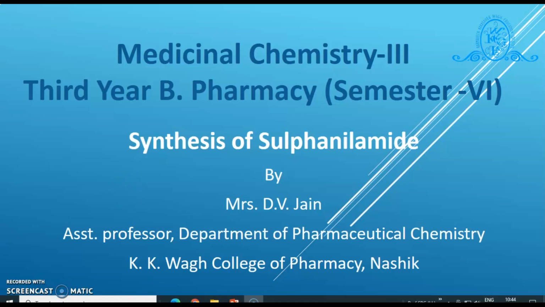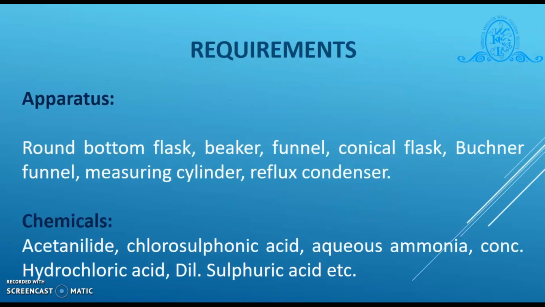Students, before we start the actual practical of synthesis of sulfanilamide, firstly we see some chemicals and apparatus which are required for the synthesis and the theory involved in this synthesis. Here we require apparatus such as round bottom flask, beaker, funnel, conical flask, Buchner funnel, measuring cylinder, reflux condenser, and chemicals such as acetanilide, chlorosulfonic acid, aqueous ammonia, concentrated hydrochloric acid, and dilute sulfuric acid.